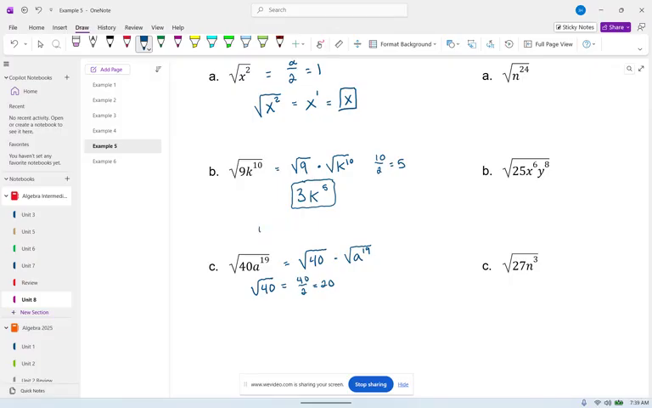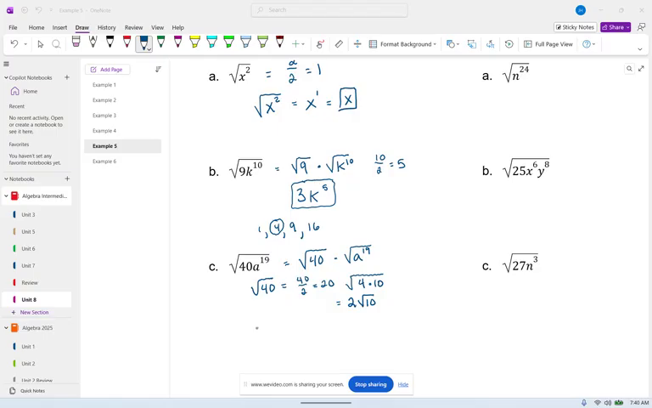I'm thinking of my perfect squares that are less than or equal to 20. So we're looking at 16, 9, and 4. The only one on that list that is a multiple of 40 is 4. And so we'll have this as the square root of 4 times 10, which equals, square root of 4 is 2. So we have 2 square root of 10.